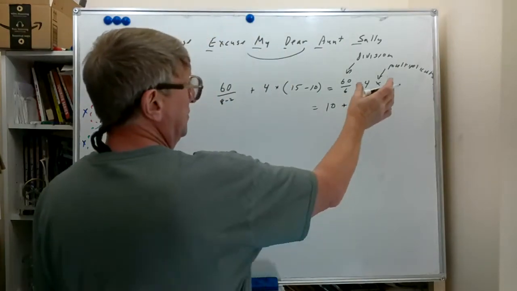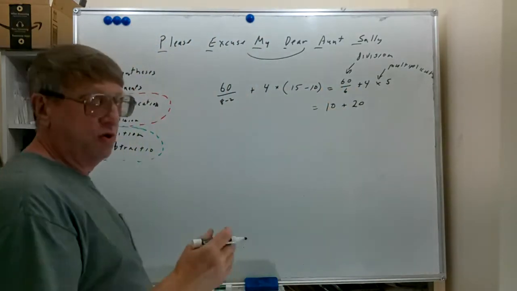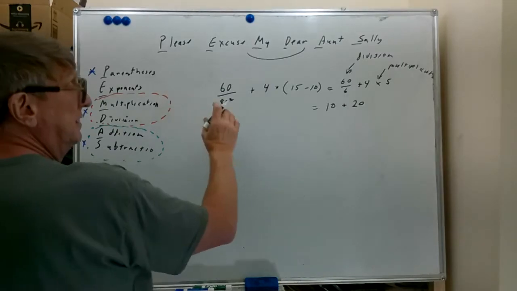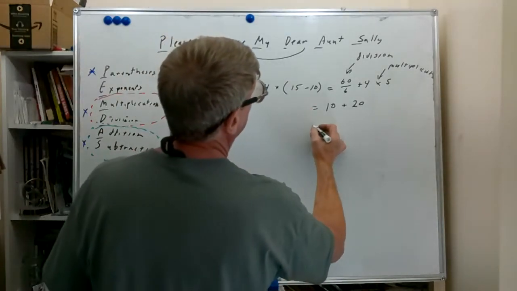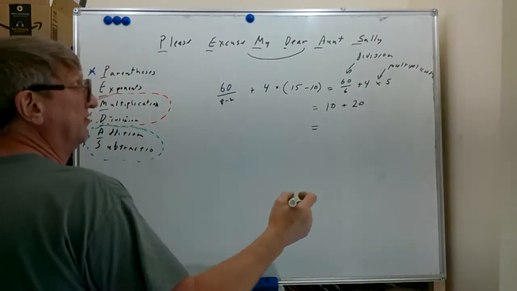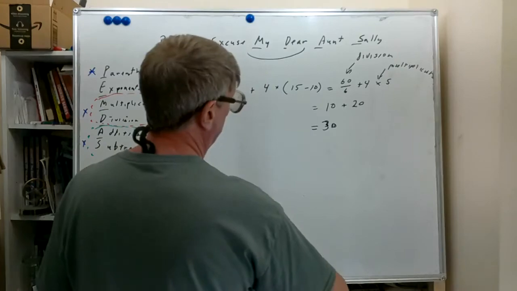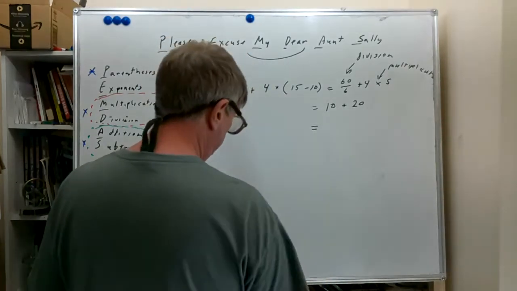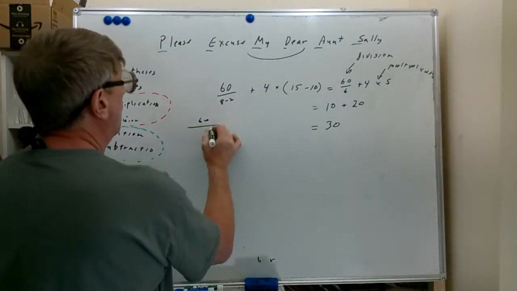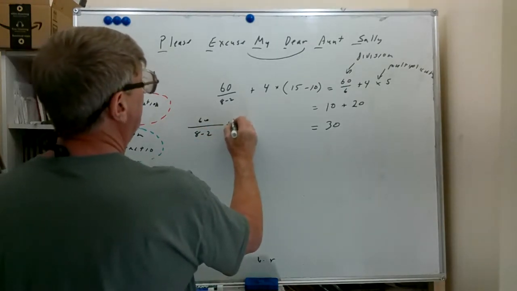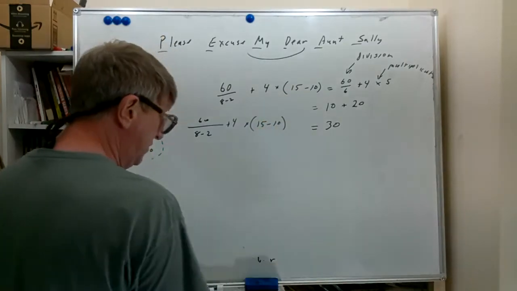Plus, we still have a multiplication. 4 times 5, that's 20. So we did the multiplication and division in the order we came to them, going from left to right. We have no more multiplication and division, so we are done with this piece. What's left? The addition. 10 plus 20, that's 30. So this kind of complicated expression that we started with, 60 over 8 minus 2 plus 4 times, in parentheses, 15 minus 10, is actually equal to 30.